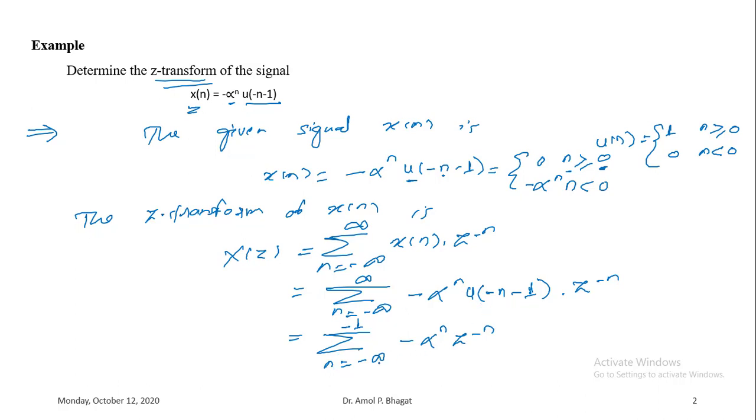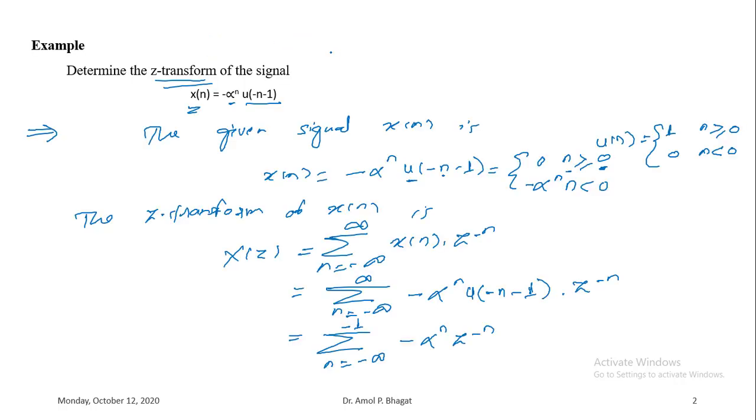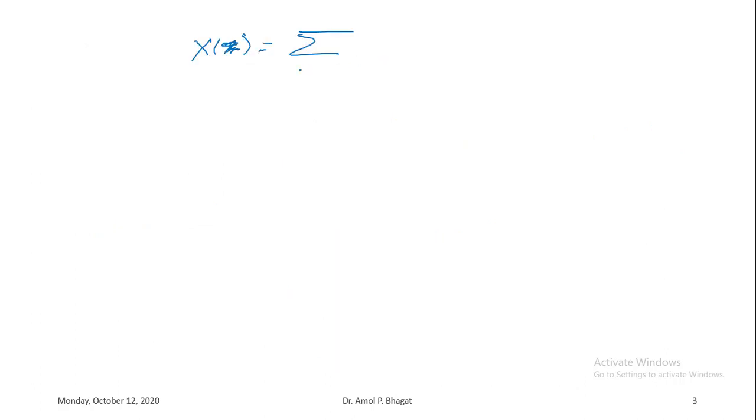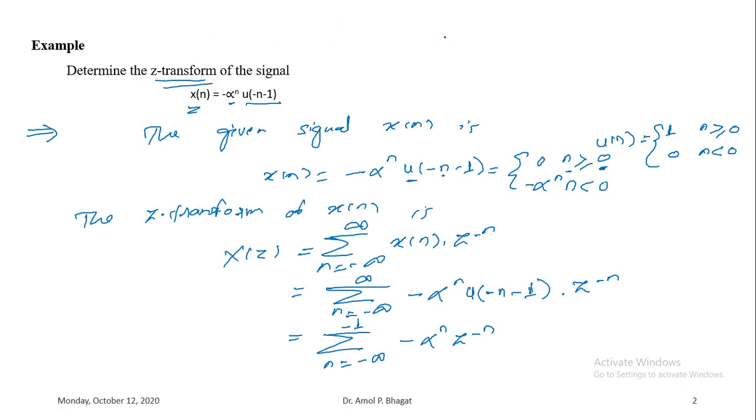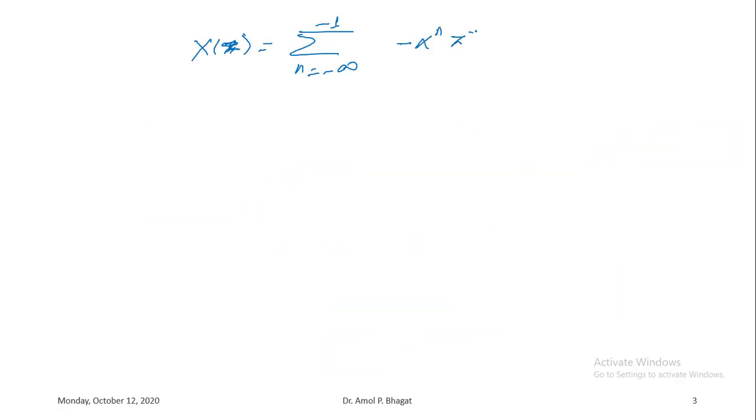So I will rewrite this equation here. X of z is equal to the summation from n equal to minus infinity to minus 1 of minus alpha to the power n and z to the power minus n.